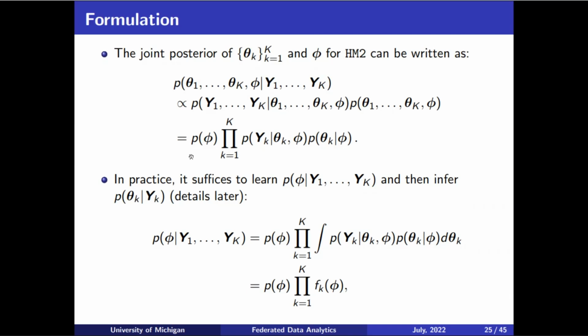Here, p(phi) is a prior over phi, p(y_k | theta_k) is the data likelihood, and p(theta_k) is a prior on theta_k. In practice, it is sufficient to learn the posterior of phi, and afterwards, we can infer the posterior of theta_k based on this phi information. I will provide more details later. Overall, our goal is to learn the posterior of this phi, which has the following expression.